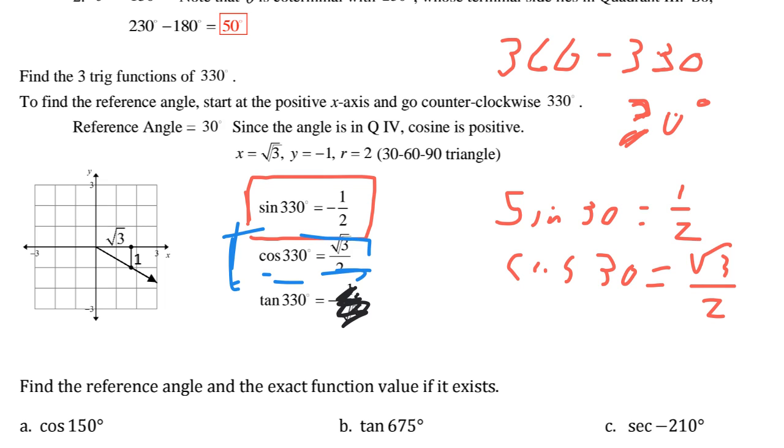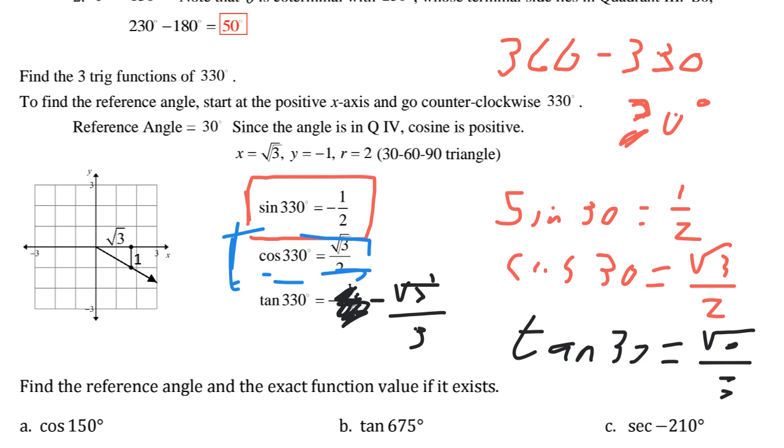Next one, tangent of 330, we look at tangent of 30. And tangent of 30 is root 3 over 3. But tangent is not positive in quadrant 4. It's negative. So it's negative root 3 over 3.